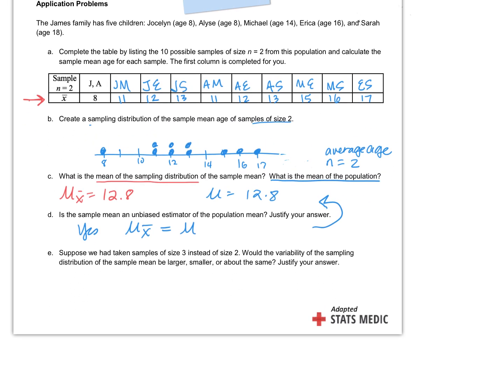Now, suppose we had taken samples of size 3 instead of samples of size 2. Would the variability of the sampling distribution of the sample mean be larger, smaller, or the same? We're just talking about the variability here. The variability would be smaller. The spread of all my dots would be shrunk down a little bit, right? Because my sample size went up. With me? All right, the variability would be smaller because my sample size increased.